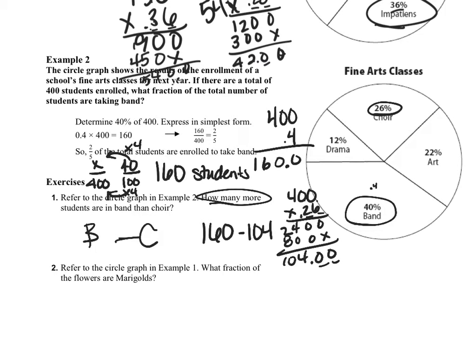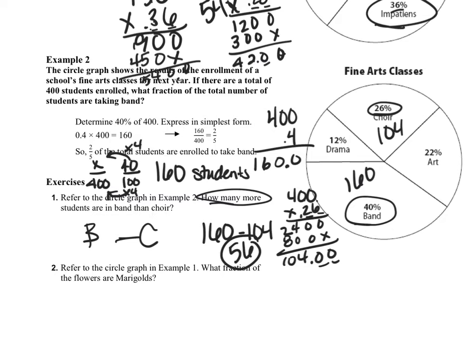So I got 104 for choir, 140 for band, 160, excuse me, 160. So I'm going to subtract the 2, and it's going to be 56. So 56 more people are in.